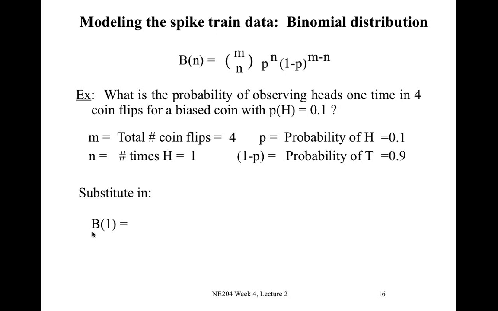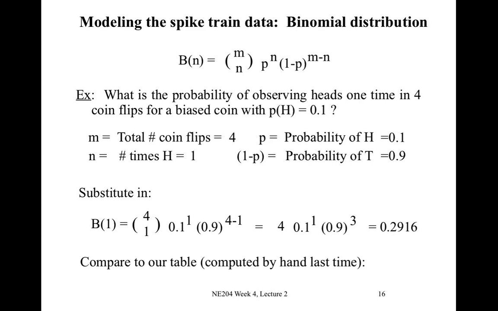So here we want to know the probability of observing heads once, n equals 1. So we plug into our binomial distribution. We have 4 choose 1, the probability of heads raised to the 1 power, because we get heads once, and then the probability of tails raised to the 4 minus 1 power. We can substitute in those values and compute it, and we get 0.2916. And maybe that number is encouraging.